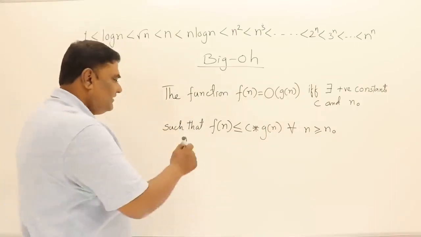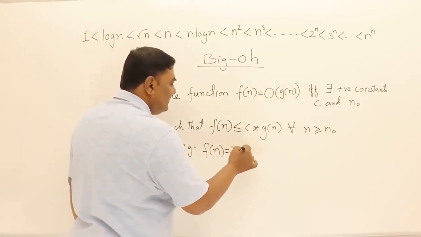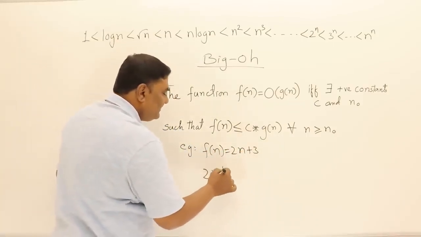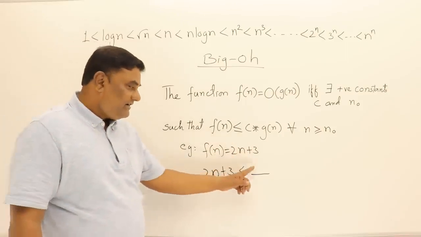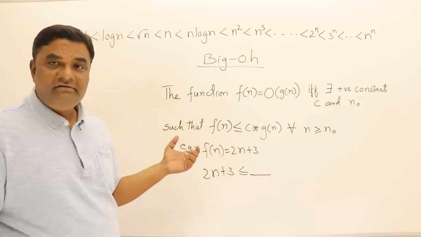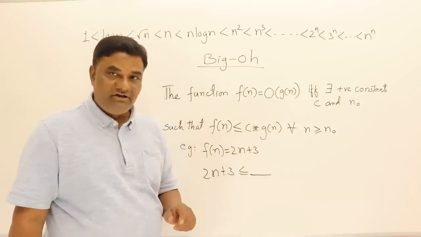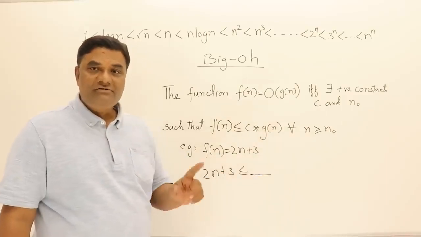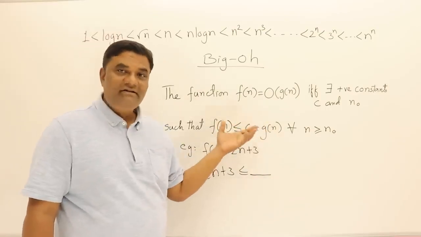Let us understand. Example, if I have a function f of n equal to 2n plus 3, then 2n plus 3 is less than or equal to something I should write here such that that is greater than or equal to this one. So what can I write? I can write anything that is greater than or equal to this one. But one thing I have to take care of: this function has two terms, so I should not write multiple terms. I should write only a single term. That single term can have some coefficient, that c.